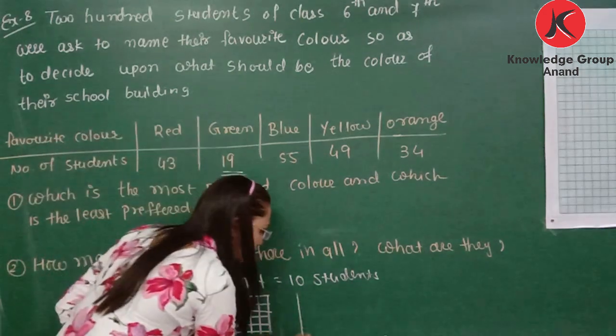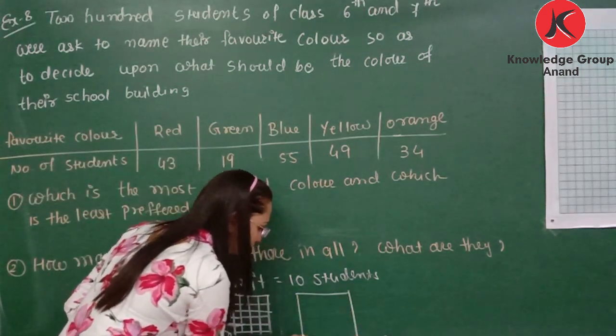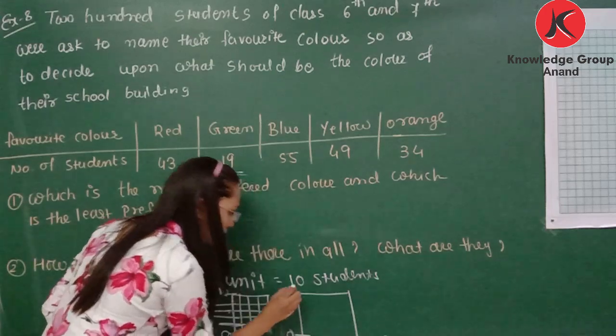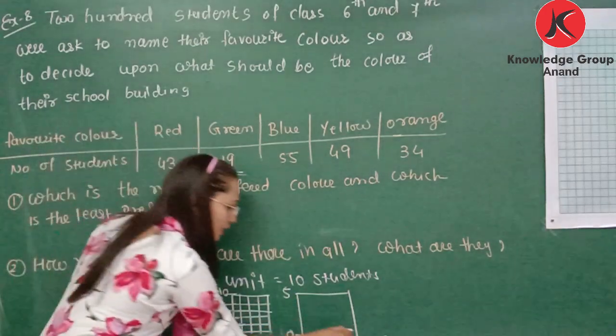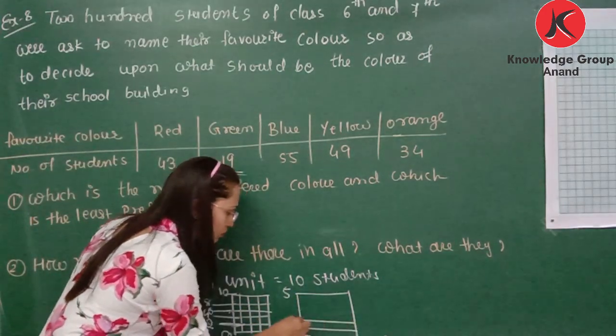Now if we select the scale 0 to 5, what is the value of one line here, if there are 5 lines?